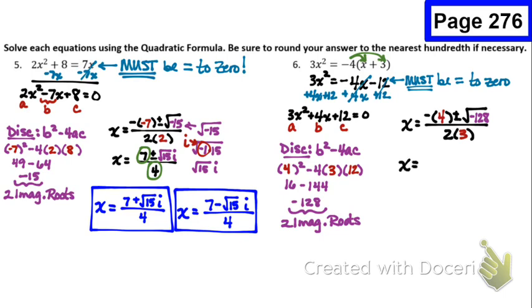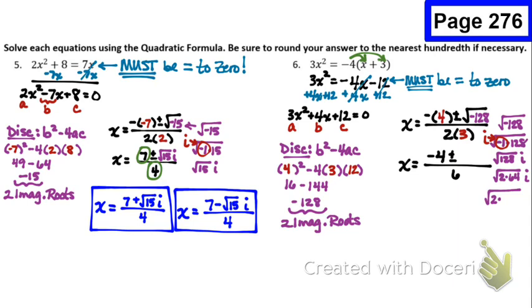So I have x equals, this will be negative 4 plus or minus, I'll do that 128 here in a second. What's on the bottom? 6. Can I break down square root of 128, or negative 128? Yep, bring that i out first. Will anything go into 128? 2. 2 times what? 64.